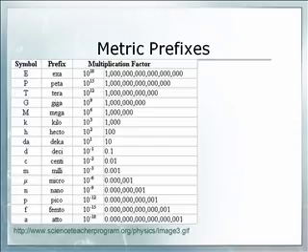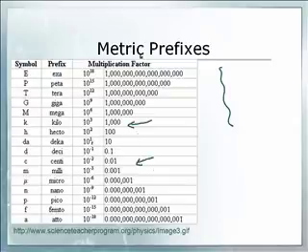Before we do the examples, we should talk about something. You have to understand what the different conversions are. This is a huge list of conversions, but I want to highlight a few important ones in the metric system. This one right here is kilo, which means 1,000. Then we can jump down to centi, which is 1/100th. Milli is 1/1,000th.